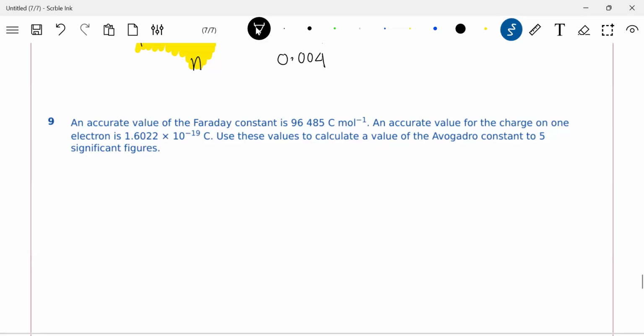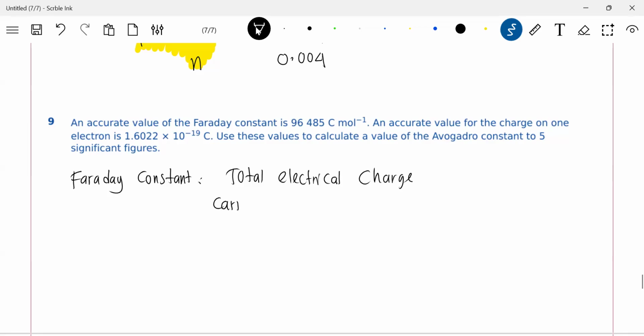Okay, I will give you the basic theory. What is the Faraday constant? The Faraday constant represents the total electrical charge carried by 1 mole of electrons.